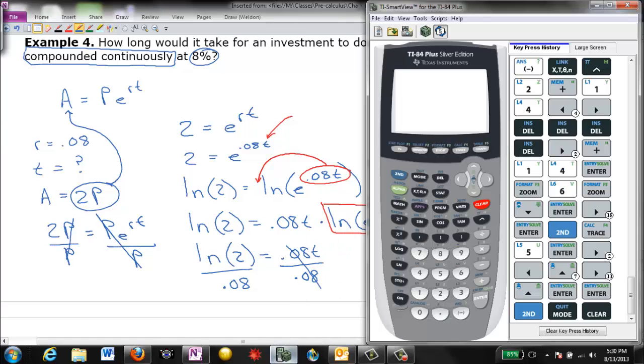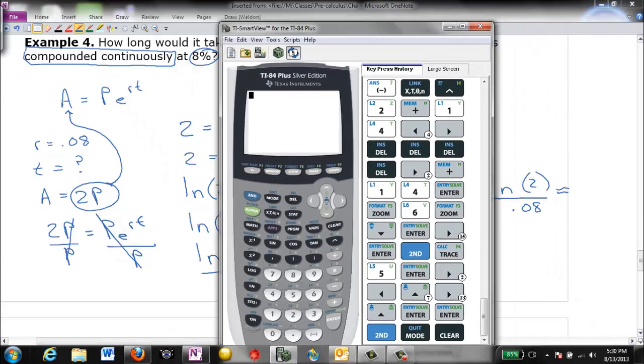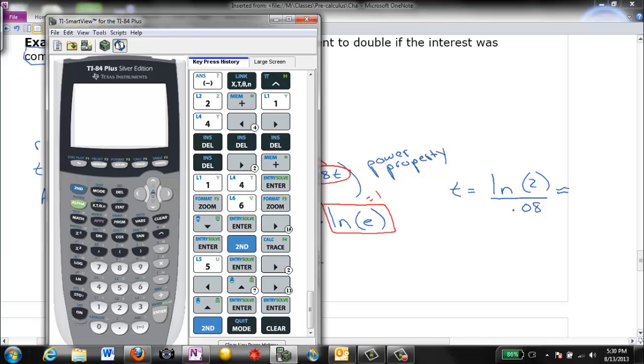Okay, so I'm going to pull up my calculator and go ahead and get an approximation, so that if I were a banker and I had a customer come in and ask me this question, how long would it take me to double my investment here? This is the math that I would have to be able to perform to answer this question for them.